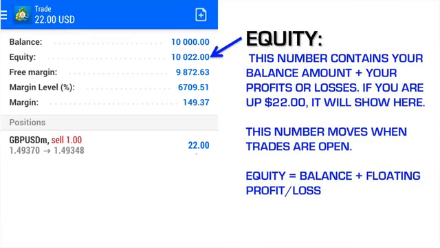Below the balance is called equity. This number contains your balance amount plus your profits or losses. If you are up $22, it's going to show it here. This number moves when trades are open. So if you actually have a trade, you see at the bottom where it says positions and you see GBPUSD, that one is open currently. And you see they're up $22. So that's why it now shows $10,022. It actually moves and fluctuates while you're winning or losing. So if you're in a big negative, then your equity is going to go down. And when you decide to close your order, whatever your equity says, that is going to become your balance. Your equity is going to go to zero when you close the order out.